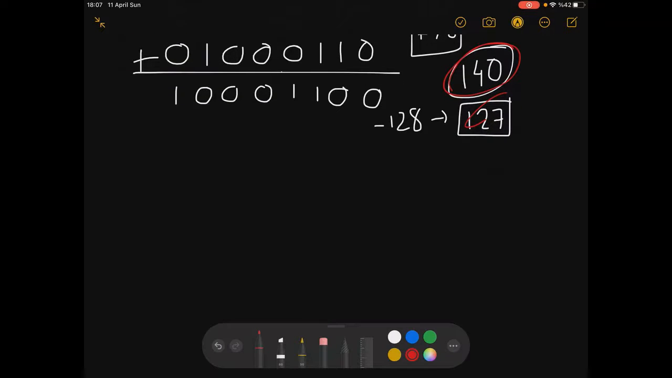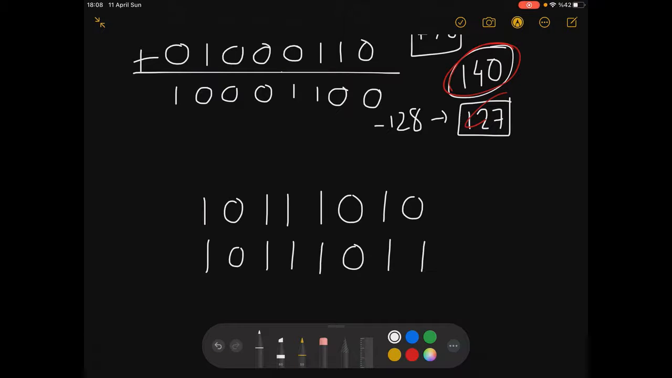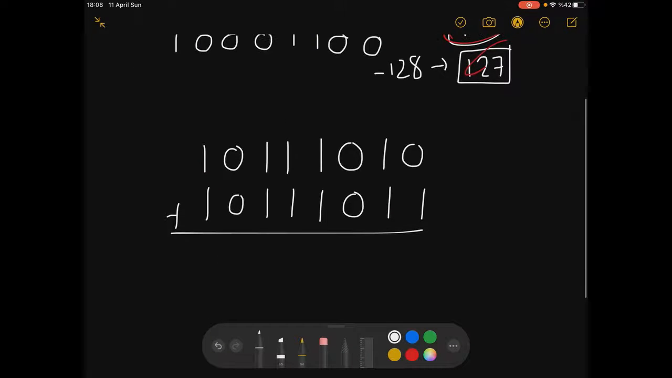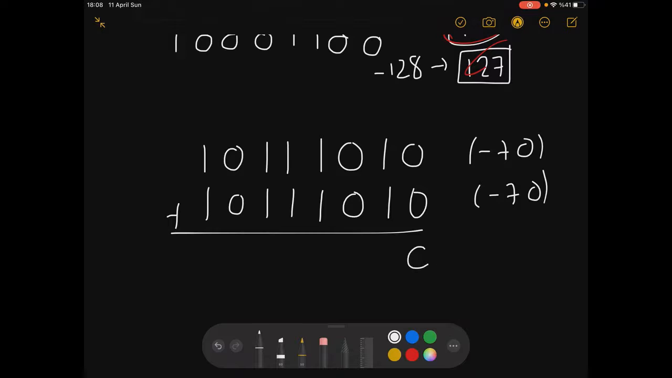So if you do this for minus 70, what happens? Just check it again. 1 0 1 1 1 0 1 0 and 1 0 1 1 1 0 1 0 added together here. Again, oops, this one is wrong. That should be 0 as well. This is your minus 70. This is your minus 70. And you make the necessary operation here. Oops, I'm sorry. There is no carry here.